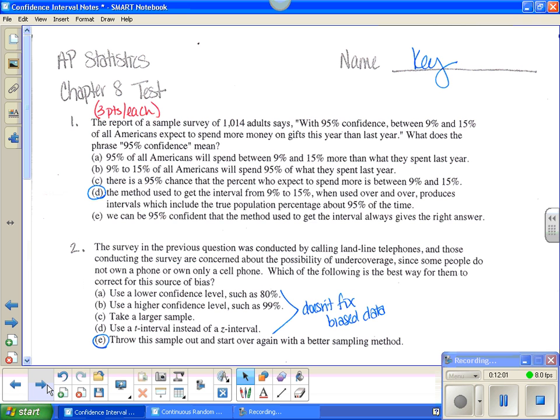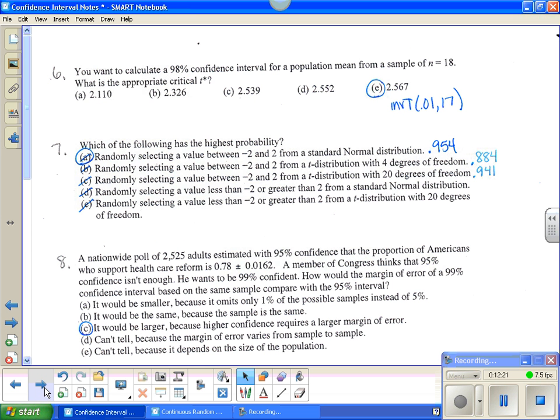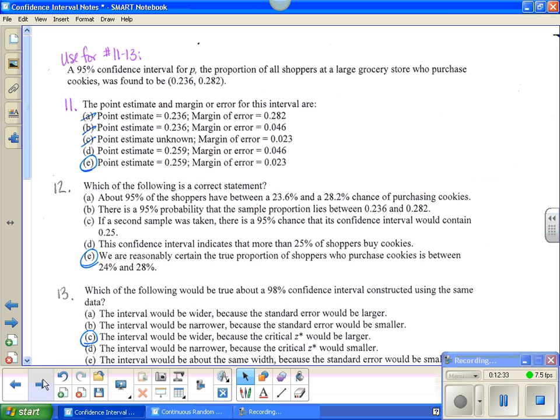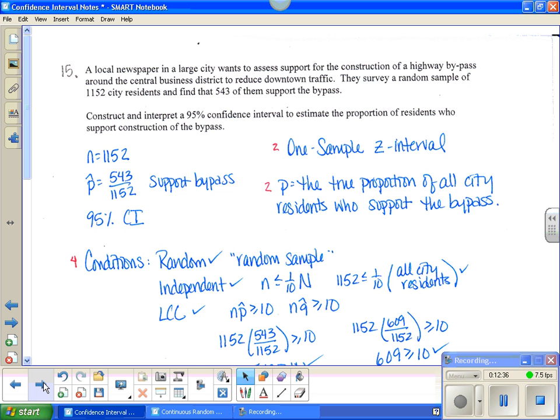Grab your Chapter 8 test. Let's see. I think we should do a free response first so you can see one start to finish. And then if we have time, we can go over some of the multiple choice. Now, you can't take the test, but what do you have? You have a Chapter 8 test review, don't you? That looks almost identical. Okay? All right, let's look at number 15.